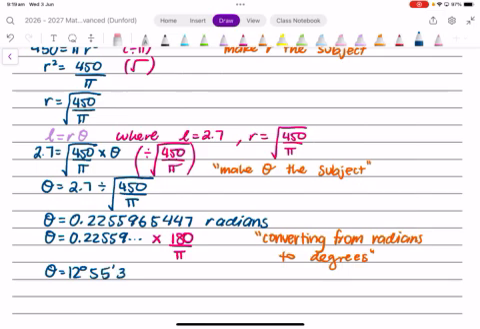and 32.63 seconds. And the question asked us to the nearest minute. So it's 12 degrees and 56 minutes.